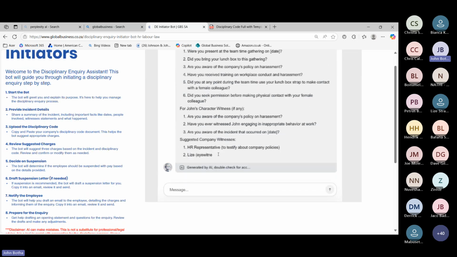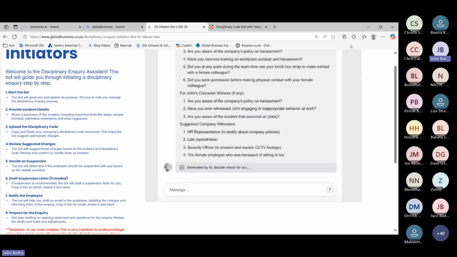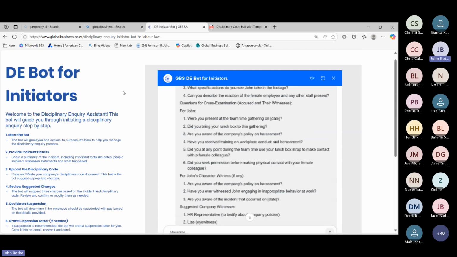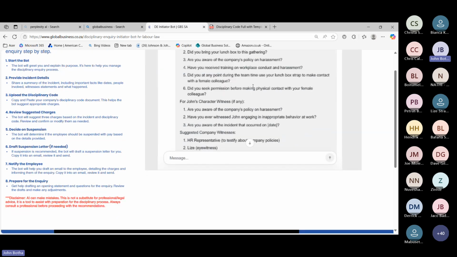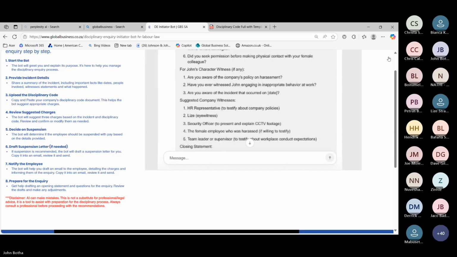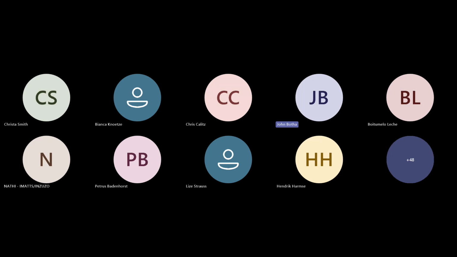So colleagues, the reason I'm showing you this obviously is to show you how technology can be used. We also have one for disciplinary chairpeople that you can feed into the process. But this is the future of disciplinary action. You can see literally in a few minutes, we covered the entire exposition of the incident, evidence in chief, cross-examination, suspension letter, notice to attend.